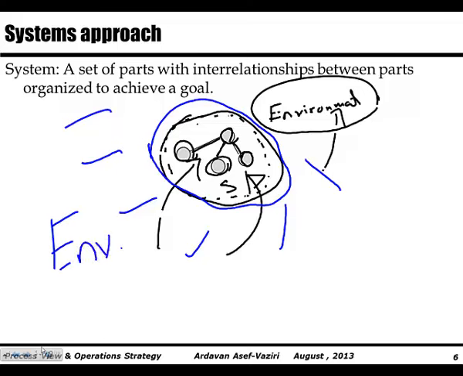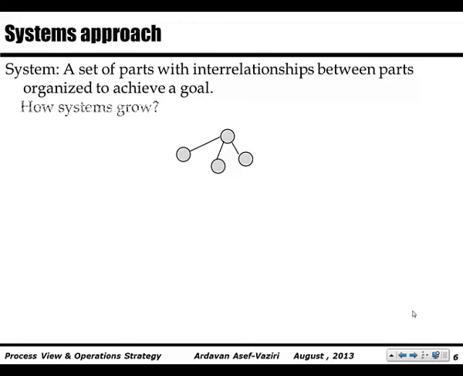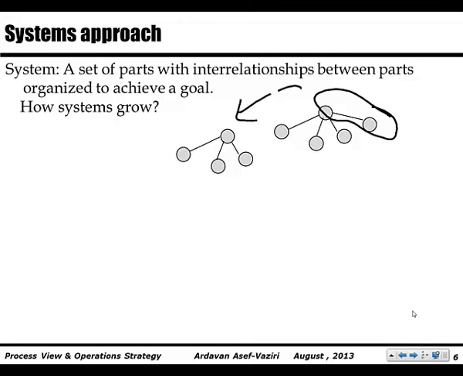A system is defined by its components, interrelationship between those components, and the objective of the system. How can systems grow? Systems can grow by increasing the number of their components. This system is preferred to this system because it has one additional component. Or they can grow by enhancing the relationship between components.